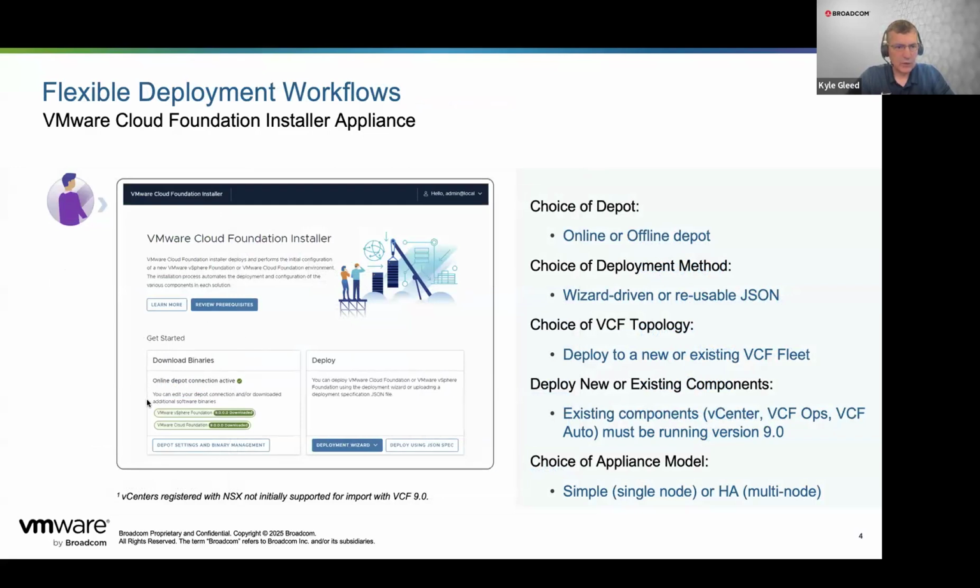As I mentioned, the first thing you need to do is download those binaries. So you'll log in and you'll set up a depot. We do have a choice of an online depot as well as an offline depot. So if you're a disconnected site, you don't allow your SDDC manager or your VMs to have direct access out to the internet, then you can set up a local web server and host the binaries there and use that. And that's what the offline depot is.